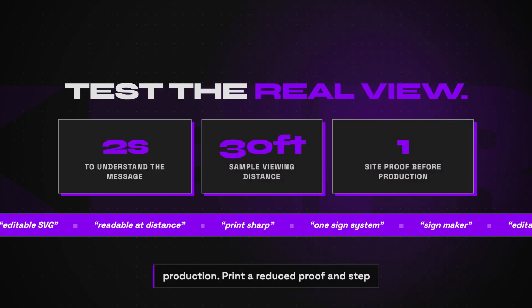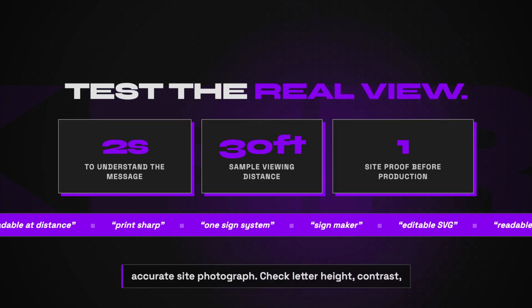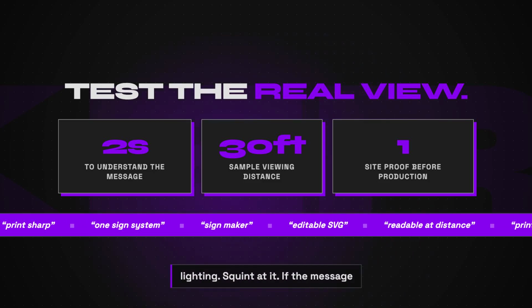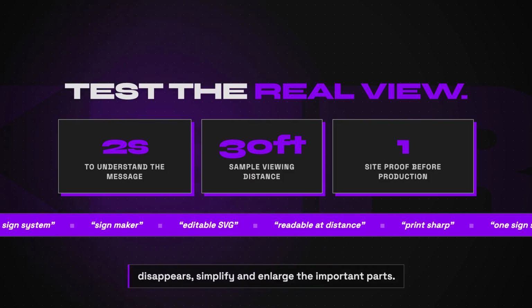Print a reduced proof and step back, or place the design into an accurate side photograph. Check letter height, contrast, glare, surrounding clutter, mounting height, and nighttime lighting. Squint at it. If the message disappears, simplify and enlarge the important parts.